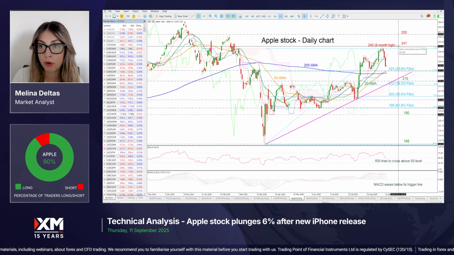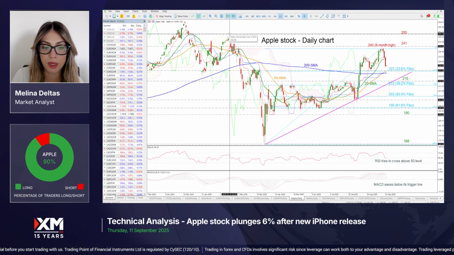Now, in the positive scenario, a climb above the previous peak, then the price may target the 241 resistance and even higher, the 250 barrier, which is taken from the peak back in February of this year.